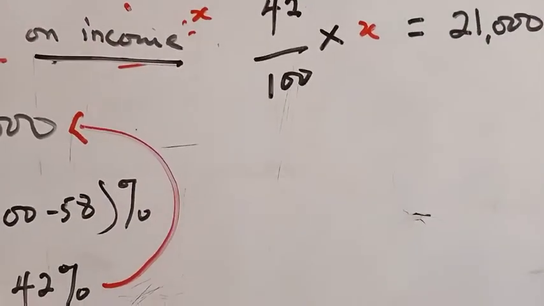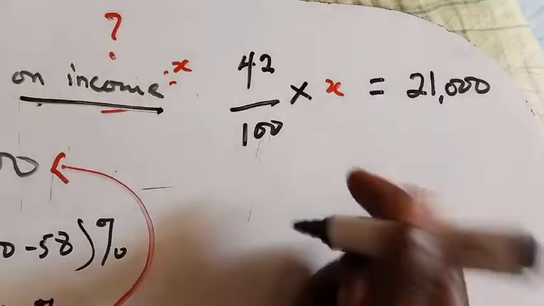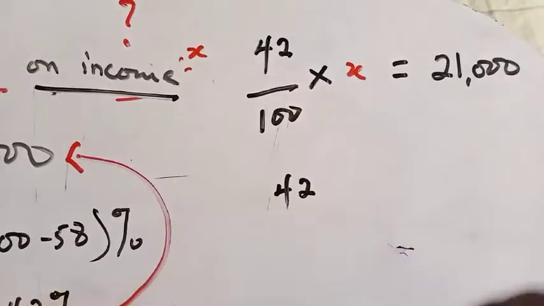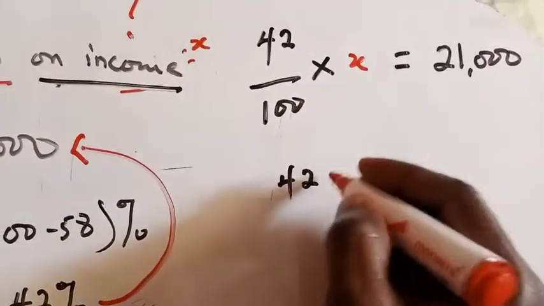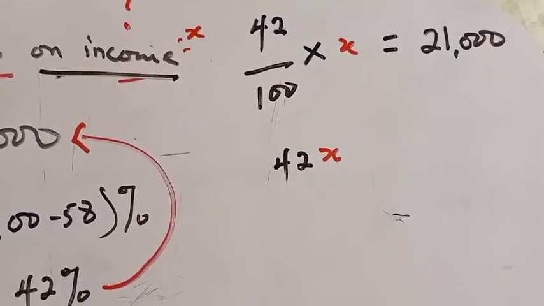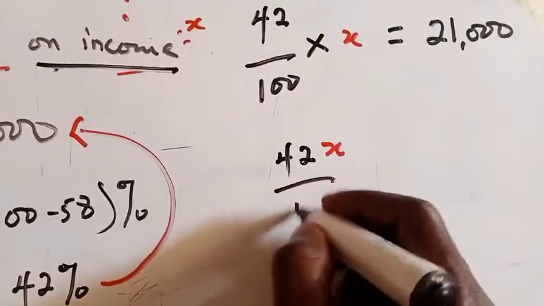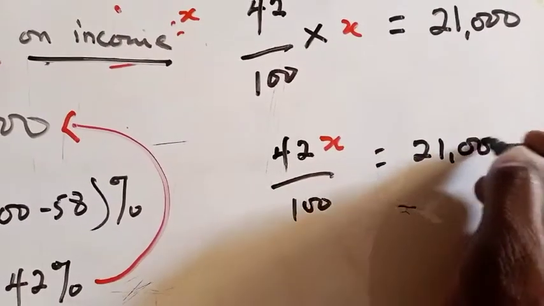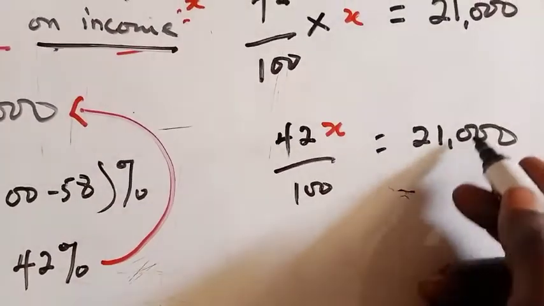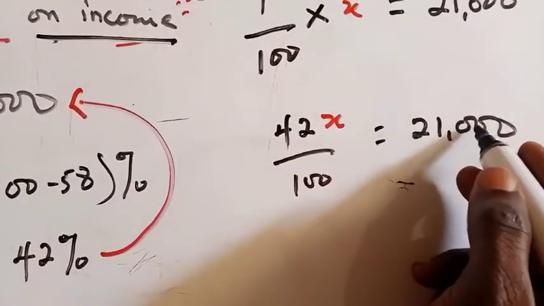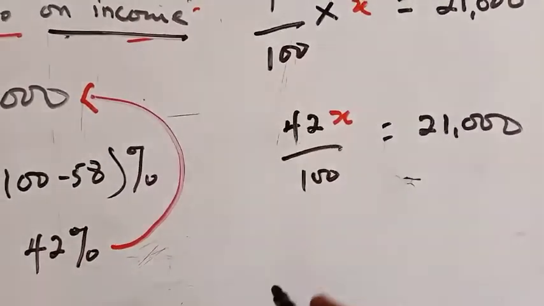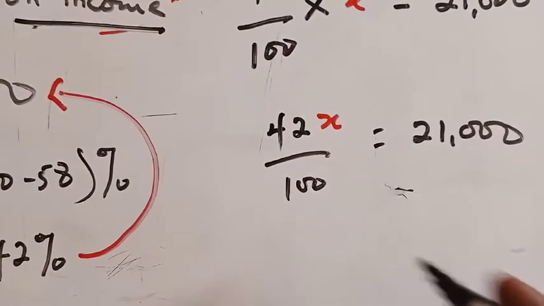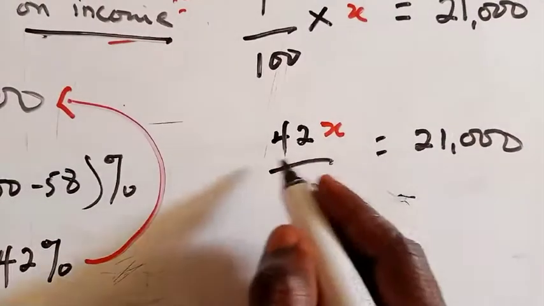So how do you manipulate this? If you don't know how to multiply this, 42 multiplied by x, and then everything divided by 100, that is going to be equal to 21,000. So you do the cross multiply. The 100 multiplied by this, or maybe they can cancel out. You may choose whichever method is accepted. Here I'm going to multiply this by this, and when I'm done, I'll divide everything by 42.